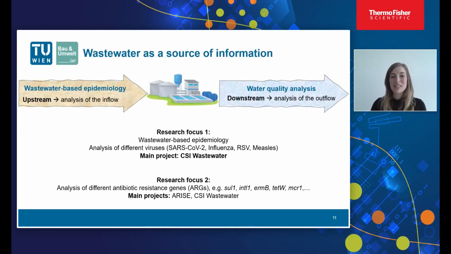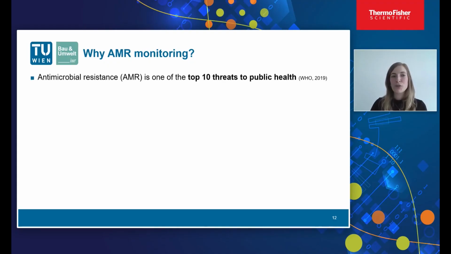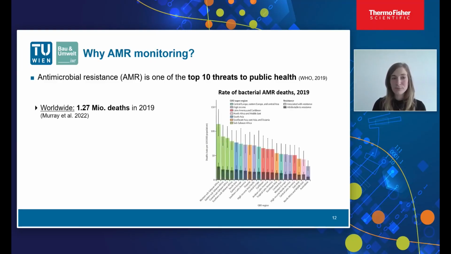All right, so let's have a look at the second research topic we're working on, the antibiotic resistant genes. And there again, the question, why AMR monitoring? So first of all, AMR monitoring is antimicrobial resistance monitoring, which does not only cover bacteria, but also different kinds of microorganisms, or all kinds of microorganisms that can have resistances. And AMR is one of the top 10 threats to public health, according to the World Health Organization.